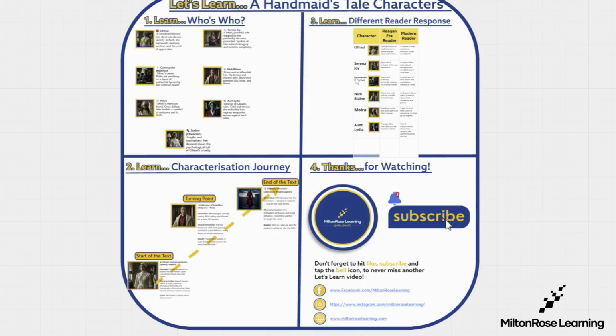Hey everyone, John Heath here again for Milton Rose Learning with another Let's Learn video on A Handmaid's Tale, the key characters. So in today's session we're going to give a quick overview of the main characters. Then we will have a quick look at different interpretations of the characters, so how they were looked at the time in Ronald Reagan's era and in the modern era, because interpretations have changed over time. And then we will have a very quick look at a characterization journey, so how characters evolve over the novel. So let's dive in then.